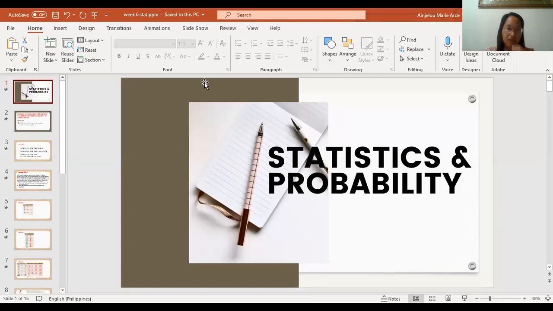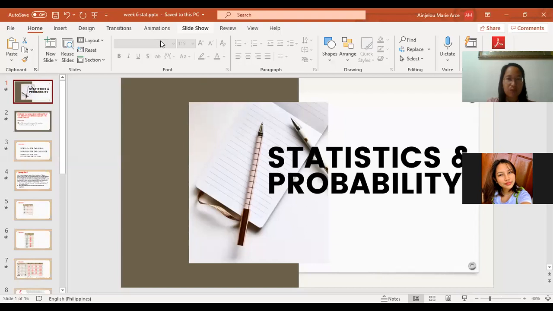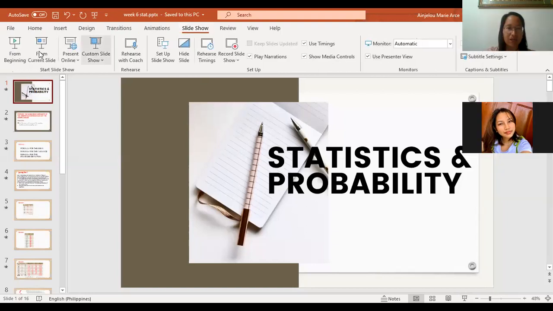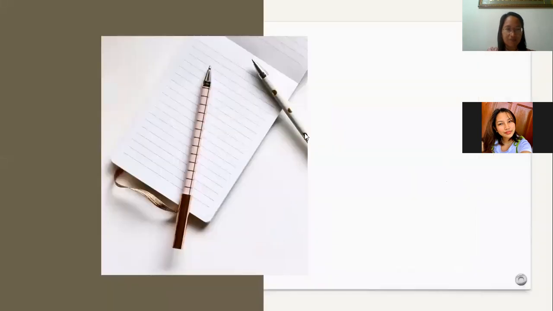Ano nga yung symbol na ginagamit natin if we have a population mean? Ano po yung symbol na ginagamit pagka population mean? The Greek letter mu. MU siya in words, parang letter U. So that's the population mean.